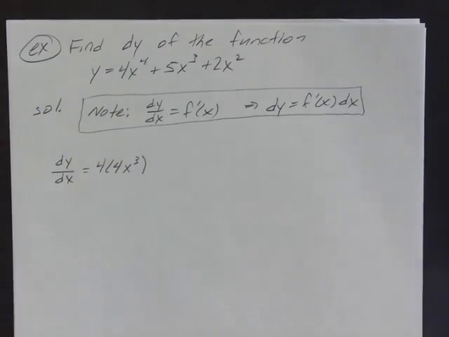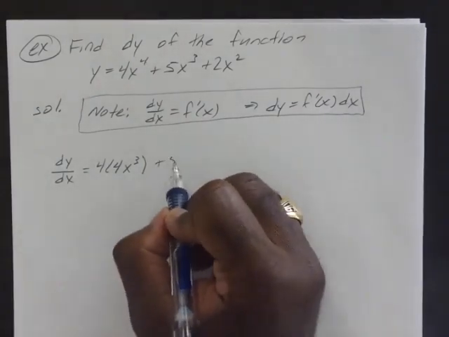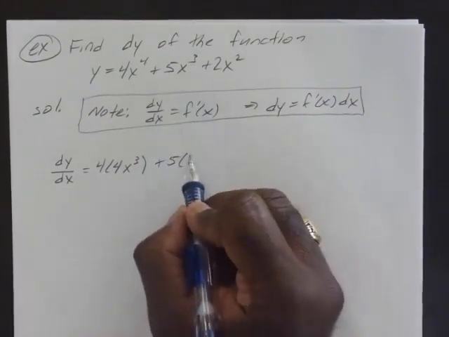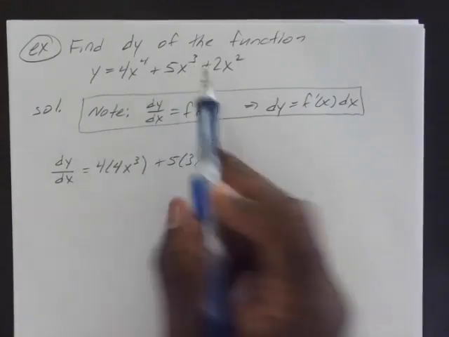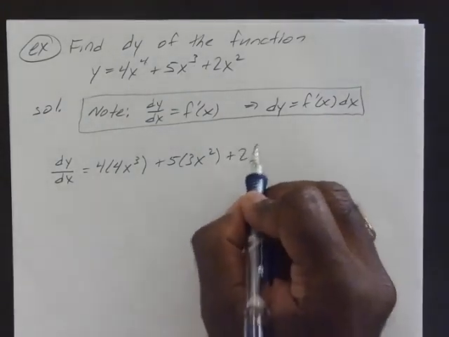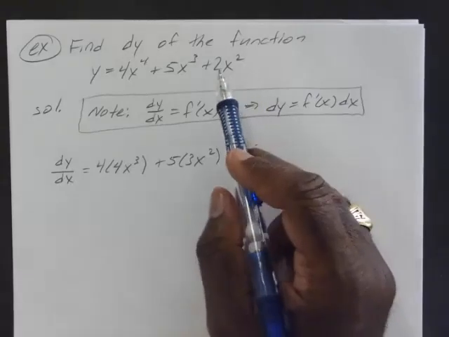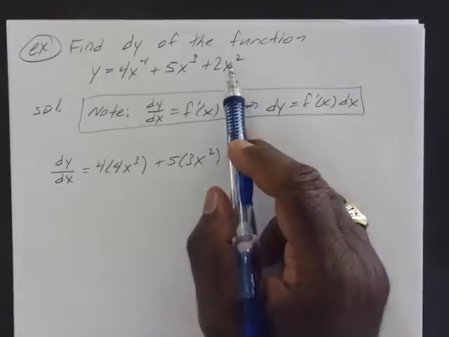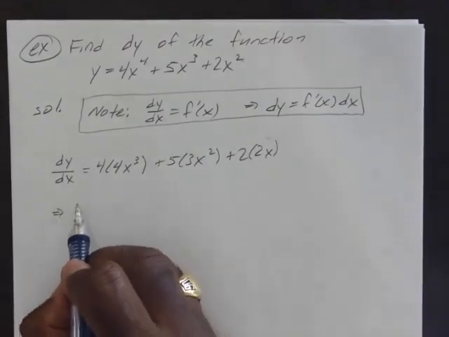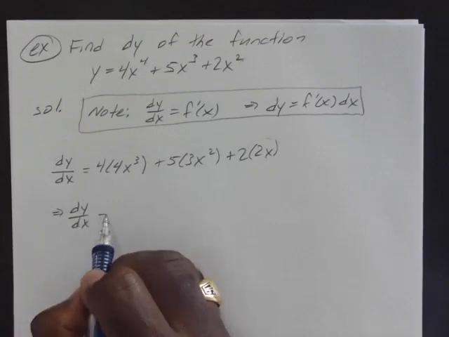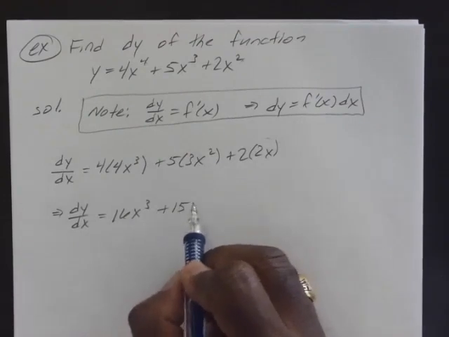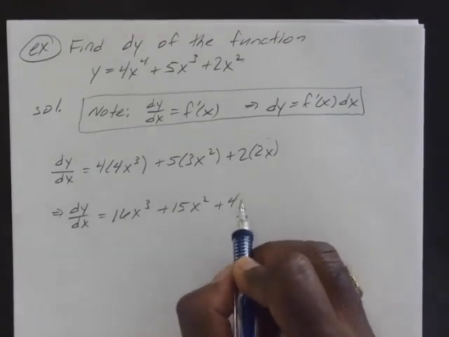Plus 5 times the derivative of x to the third power, bring down the 3, times x to the power of 3 minus 1, which is squared, plus 2 times the derivative of x squared, bring down the 2, times x to the power of 2 minus 1, which is just 1. So we can leave that there. So we know our dy dx is equal to 16x to the third power plus 15x squared plus 4x.